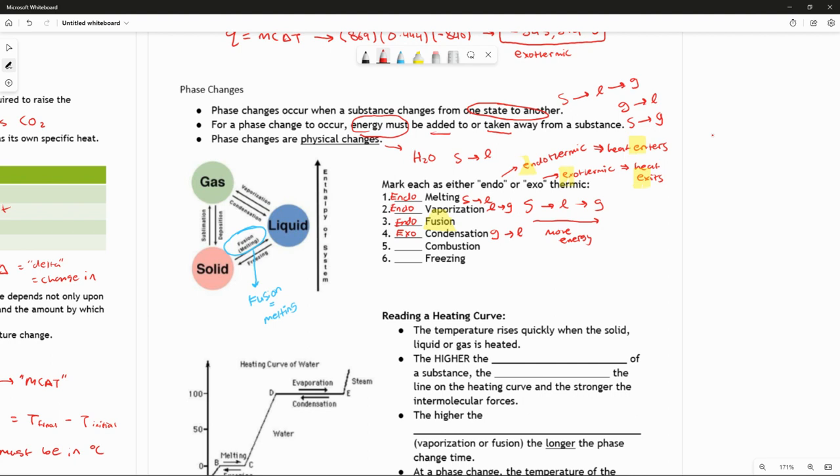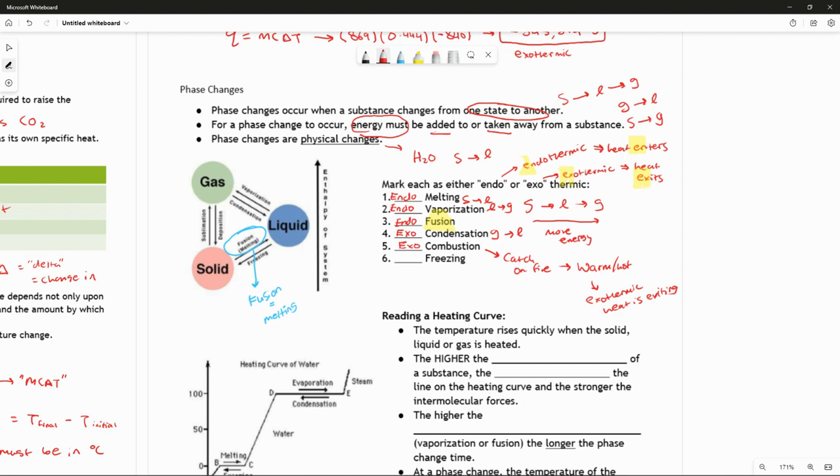Combustion. If something combusts, that means it's going to catch on fire. If something's on fire, is it warm or is it cold? Right, it's warm. It's going to be hot. That means there's heat that exits the system. If wood burns, for example, and it burns on fire, it's going to be hot. That means this is exothermic because heat is exiting. Heat is exiting. Exothermic.